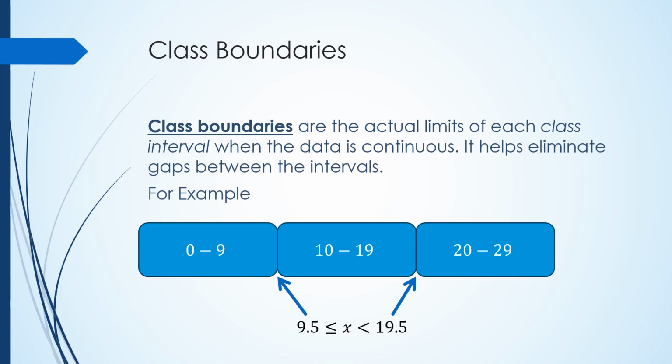In every case, the lower class boundary is found by averaging the upper limit of the previous class with the lower limit of the current class, and the upper class boundary is found by averaging the upper limit of the current class with the lower limit of the next class. As a rule, values in any class interval follow the relationship: lower class boundary ≤ x < upper class boundary. This ensures that every value has a unique place in the dataset.